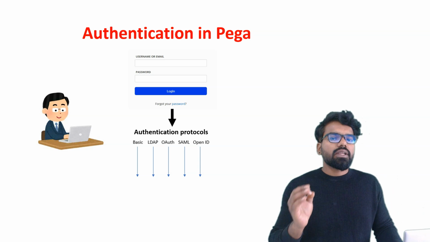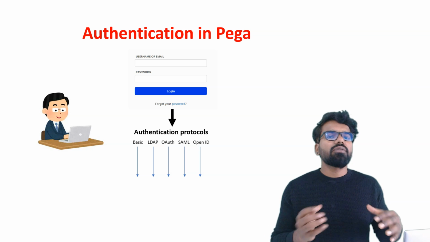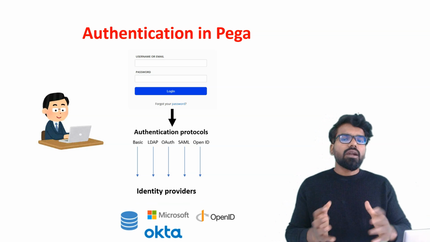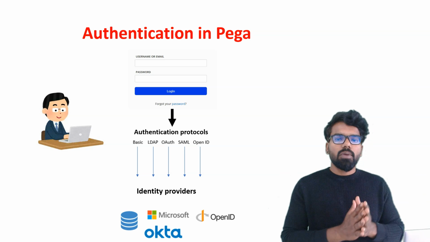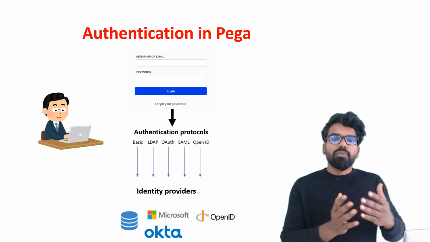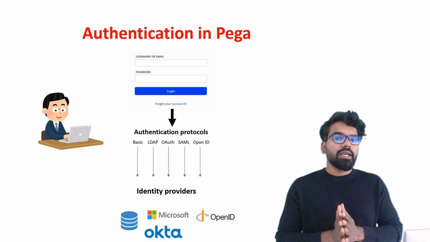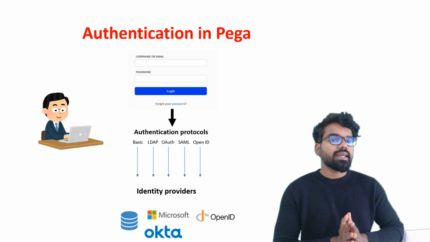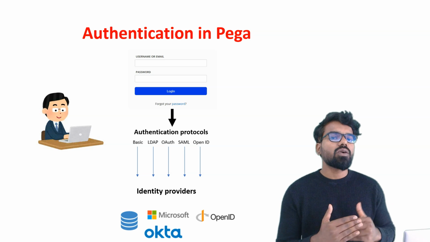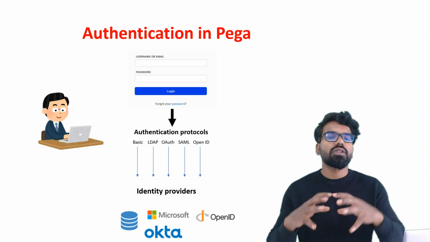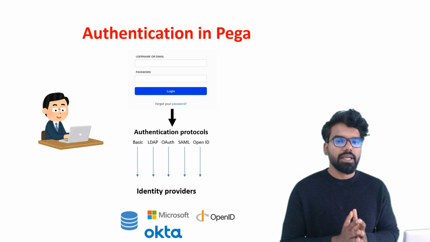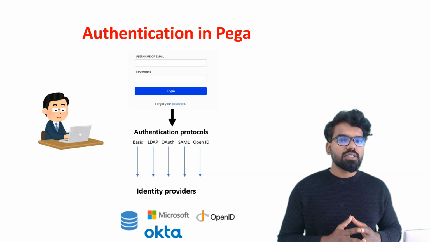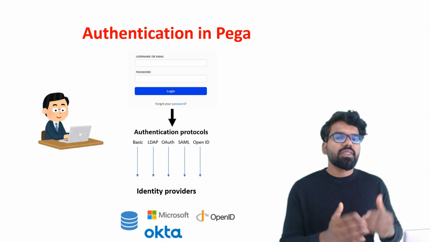As I told, authentication protocols help to identify with the identity management, or it can also be identity providers. There are a lot of identity providers available in the market. You can go for Okta, you can go for Microsoft Azure AD. You can also use OpenID. These identity providers can act like an identity management system that can hold the entities for the end users or the users who want to use the applications. We will go into much more detail about these authentication protocols and identity providers in the coming videos.